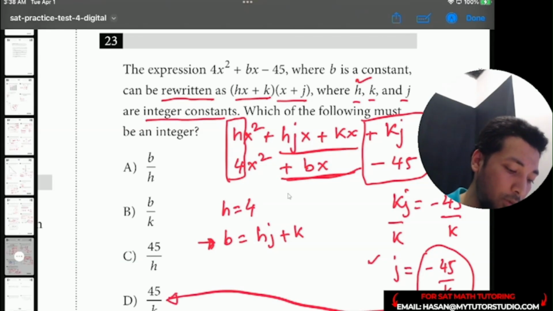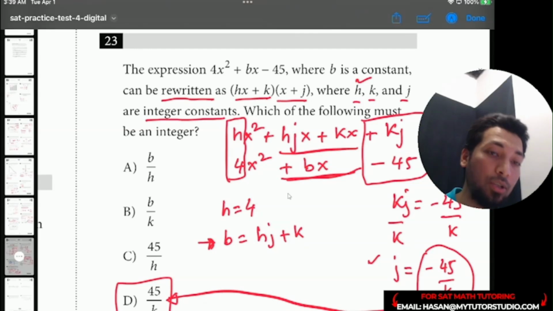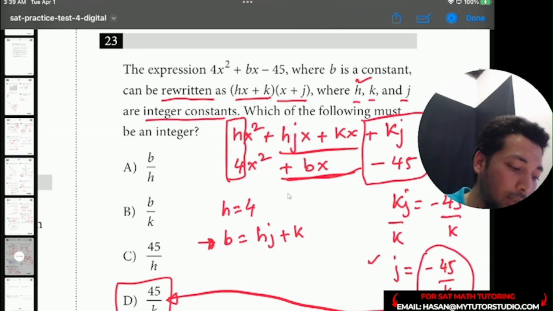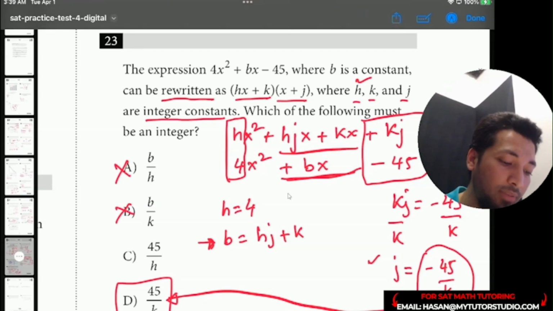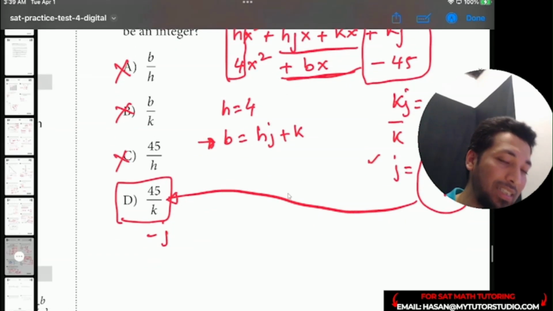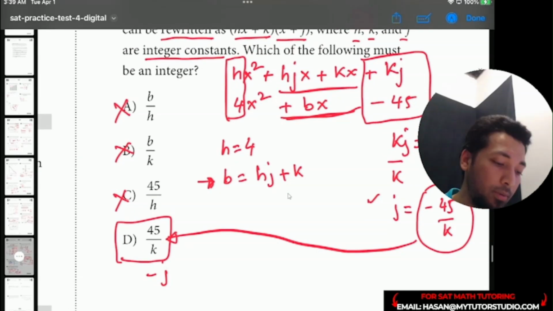So this is option number D. This is basically the same as negative j. So if j is an integer, negative j is also an integer. Now, if we look at these other options, we don't know whether b is divisible by h, so that's not correct. We don't know whether b is divisible by k, so that's also incorrect. So 45 divided by h is the same as 45 divided by 4. That's not an integer either. So option D is the best option, or the correct option.